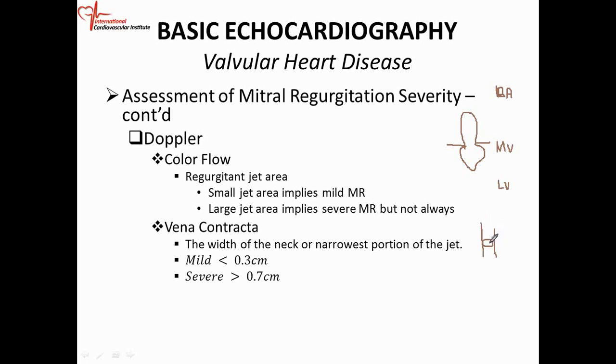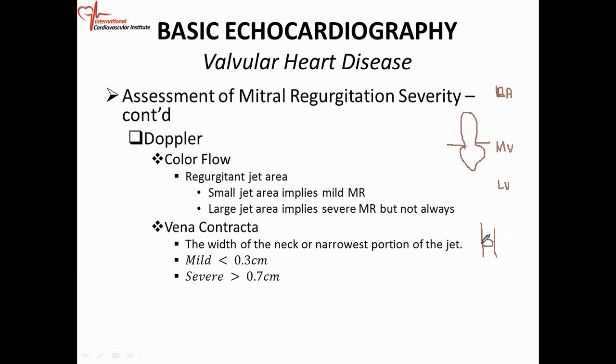But you can also measure the linear dimension, the width of the jet, the width of where the jet is going backwards, and that's what we call the vena contracta. You can use your color flow for that. So the width of the neck, or the narrowest portion of the jet, which is called the vena contracta, just measure it. If it's greater than 0.7 centimeters, you have severe mitral regurgitation. If it's less than 0.3 centimeters, then you have mild. And anything in between is moderate. So that is the vena contracta.